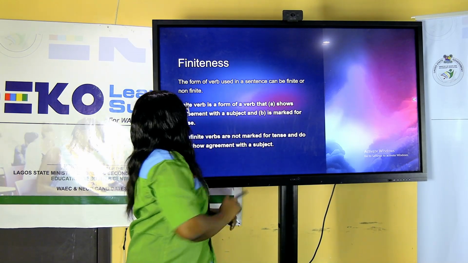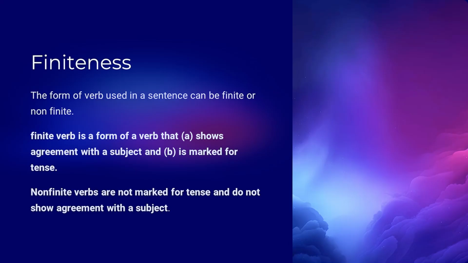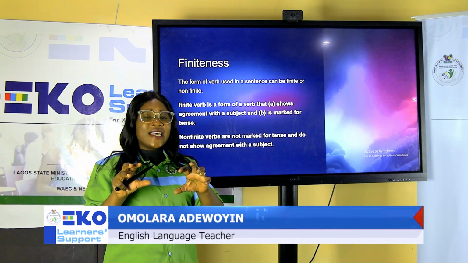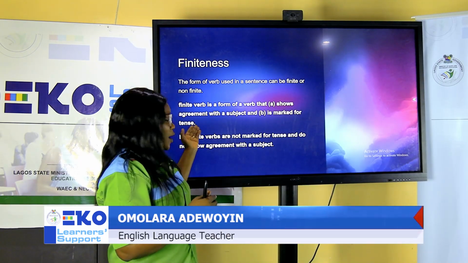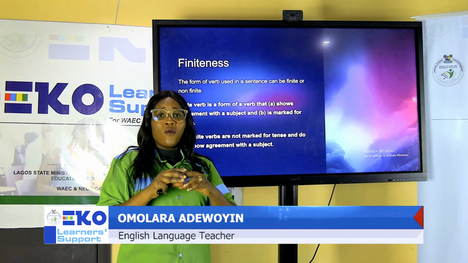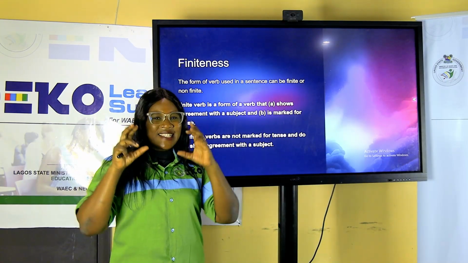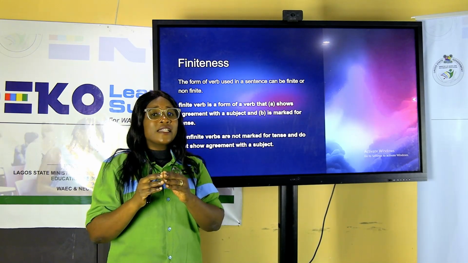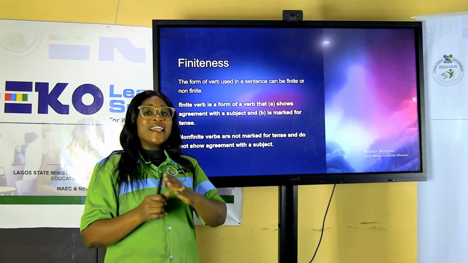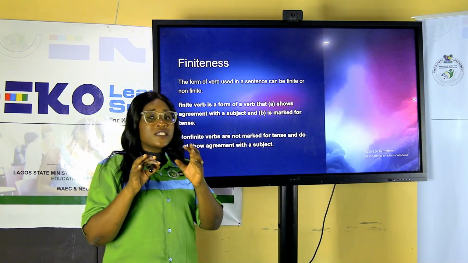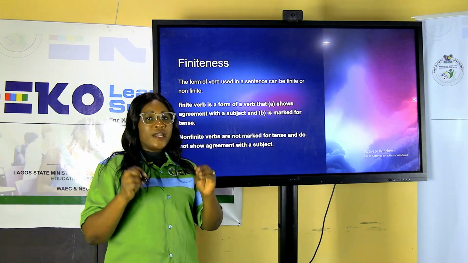Finite or non-finite. A finite verb is a form of verb that, number one, shows agreement with a subject and is marked for tense. When the verb in a sentence cannot change, to probably future, past, or whatever type of tense, then that particular verb is most likely a non-finite verb. If that verb cannot agree with the subject of the sentence, then it is a non-finite verb.